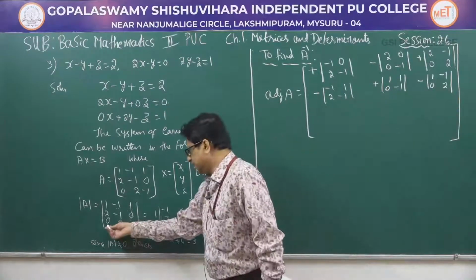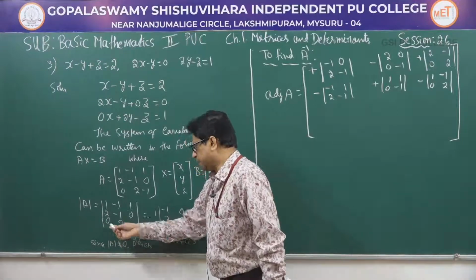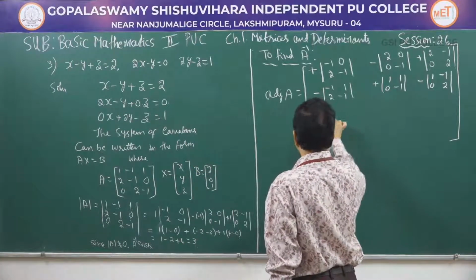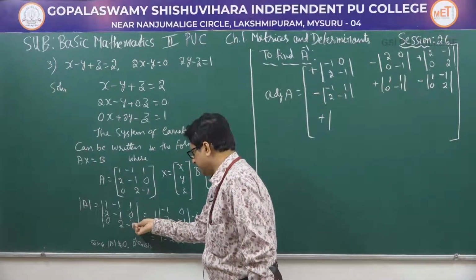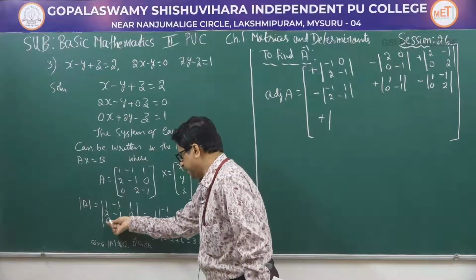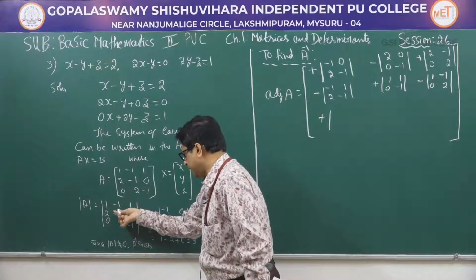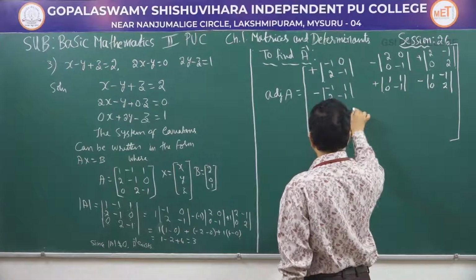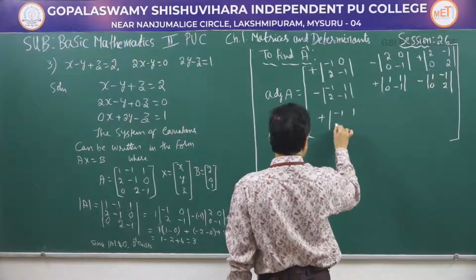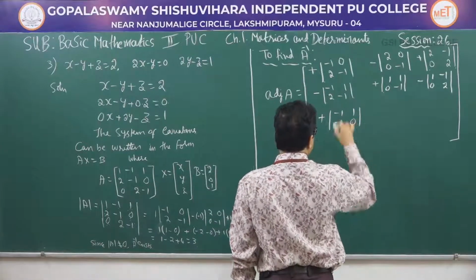Next we shall find the cofactor of 0. First we write the sign of the cofactor, plus. So, 0 lies in the third row, first column. We eliminate the third row and first column and take the determinant of the remaining elements. That is determinant of -1, 1, -1, 0.